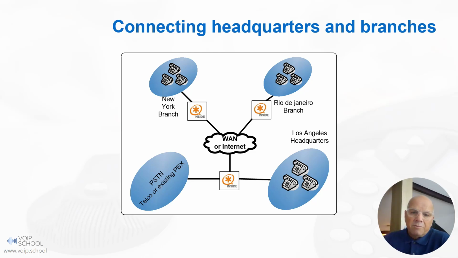Connecting headquarters and branches: sometimes Asterisk is used as a gateway between headquarters and branches, which is also a fine use of Asterisk.